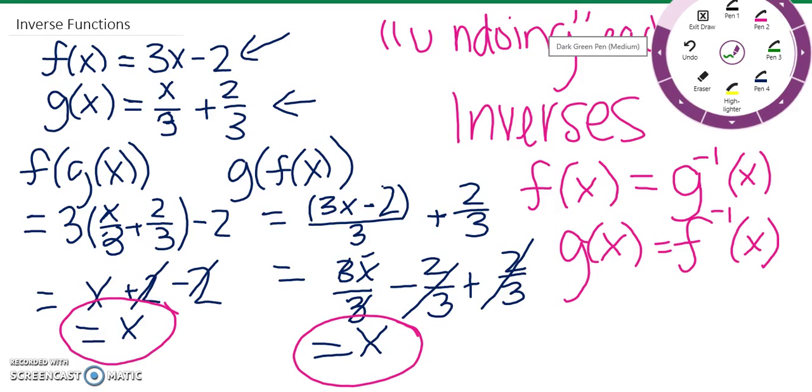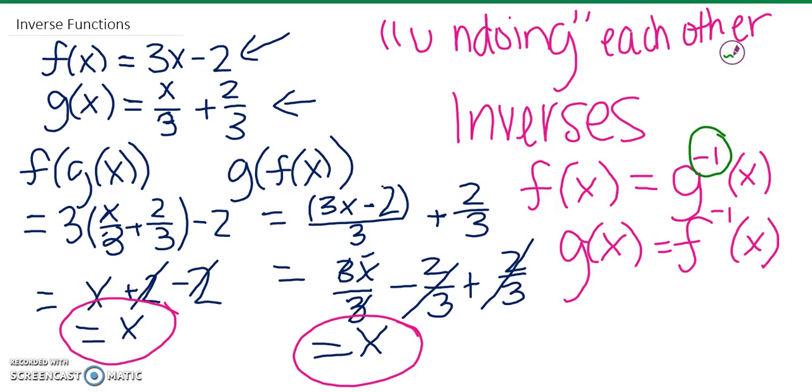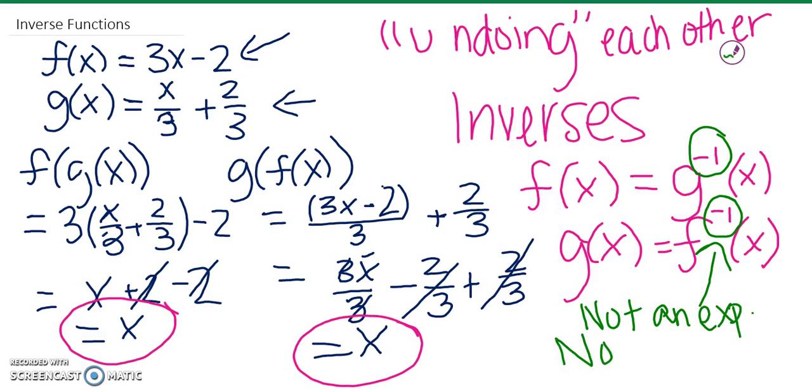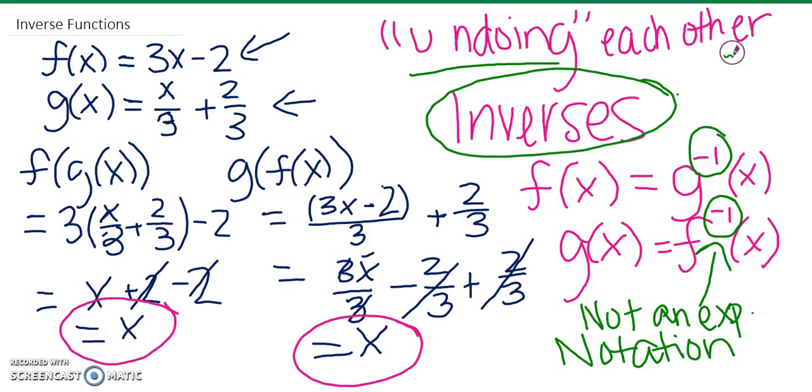It is important to note that this -1 is not an exponent, and it represents the notation for an inverse function. Therefore, we can state that when two functions are composed and undo one another, then they can be considered inverses. And we write that as we have shown below.